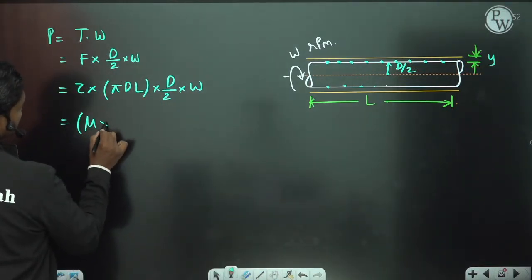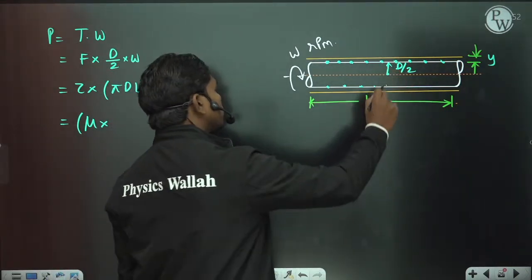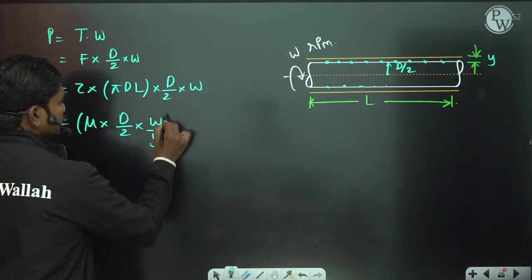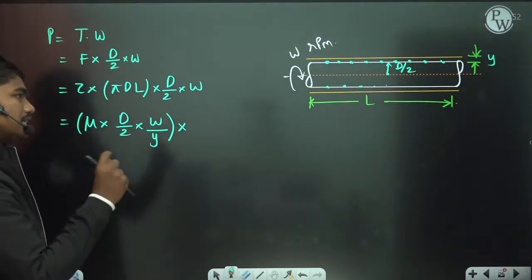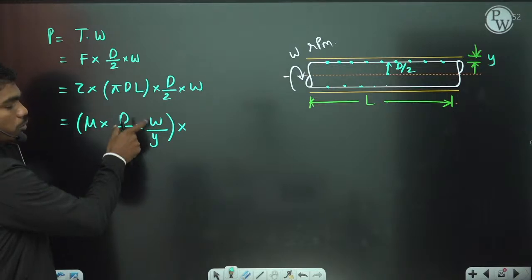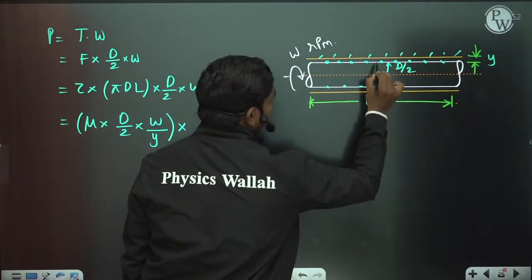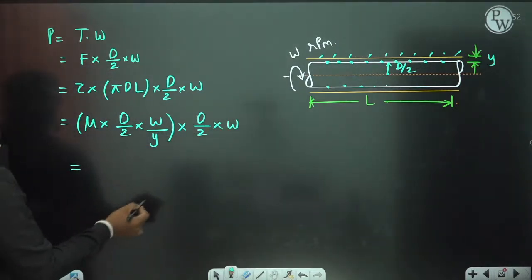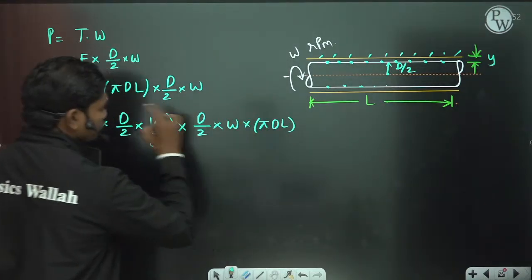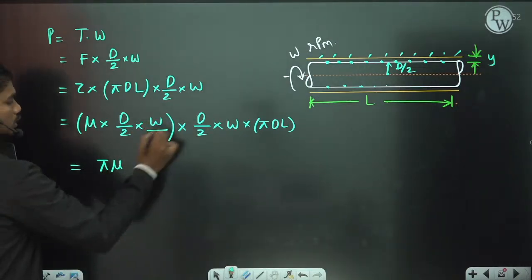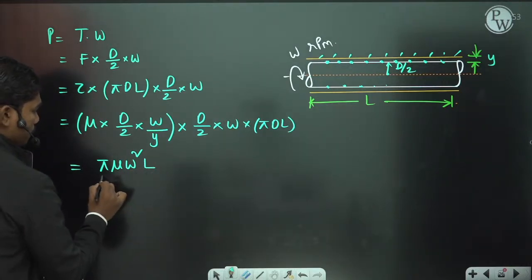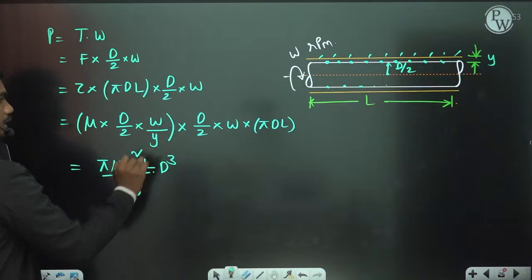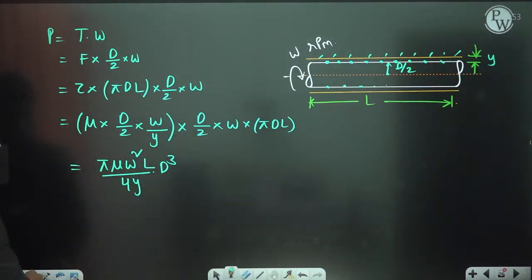So what is tau? Dynamic viscosity times the velocity gradient. All these points are at a radius of D by 2, so the velocity is D by 2 times omega. This velocity gradient is coming within a clearance of y. So the shear stress is mu into D by 2 times omega by y. Into pi D L is also there. If you simplify the result, we get pi mu omega square L D cube by 4y. So this is the expression for the total frictional power.